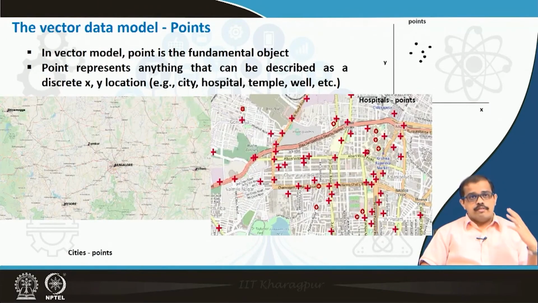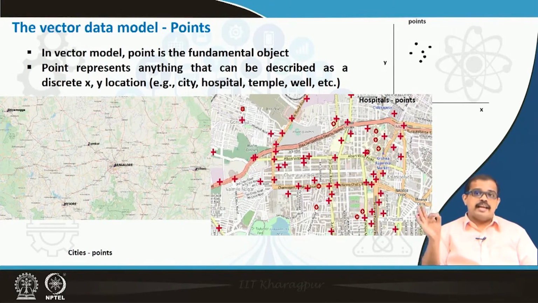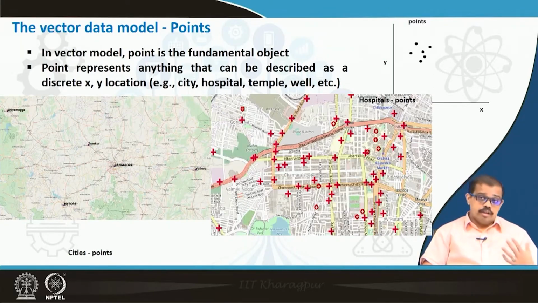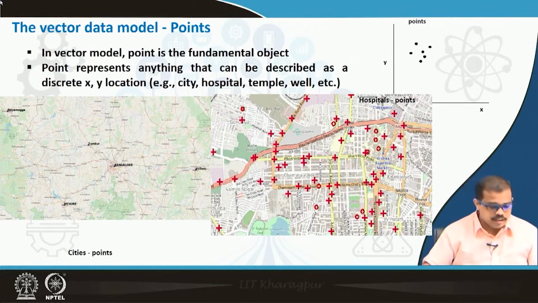Okay. So, when you are looking at a vector data model as points, points is a fundamental object. You can represent any building, any corner of a road with a point. Point represents a discrete, please be careful here, discrete xy location. It is represented only by a discrete xy location, that is nothing but a point. A city may be a point, but when you go into looking at city boundary, it becomes a polygon. For example, there are a number of cities that have been represented here, tier 1 and tier 2 cities.